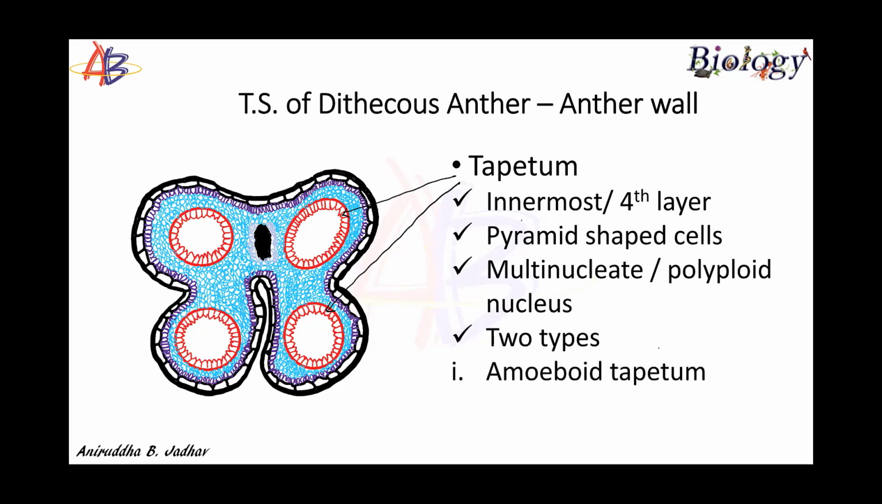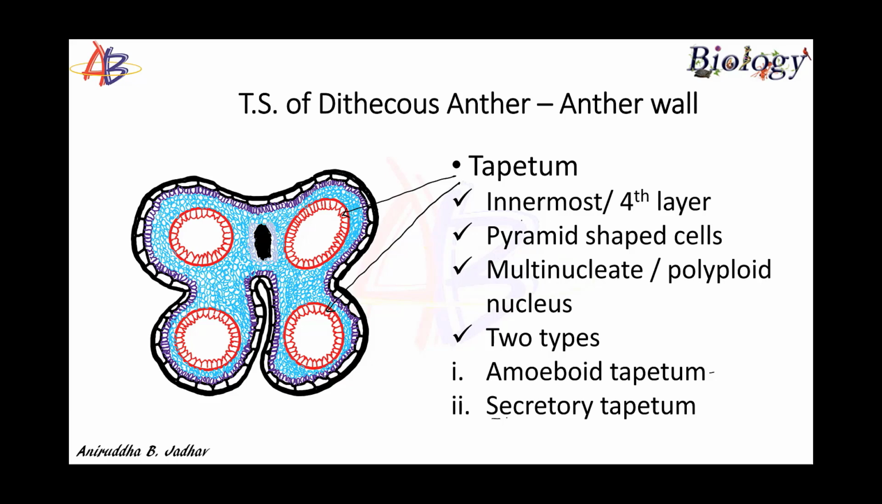The first type is called amoeboid tapetum. Amoeboid tapetal cells or invasive tapetal cells undergo breakdown process and their entire protoplast moves towards the center part of the pollen chambers. So in the center part of the pollen chambers, the protoplast nourishes microspores.